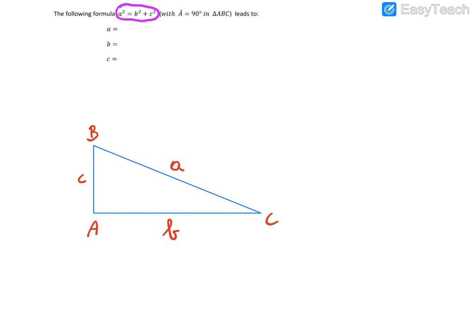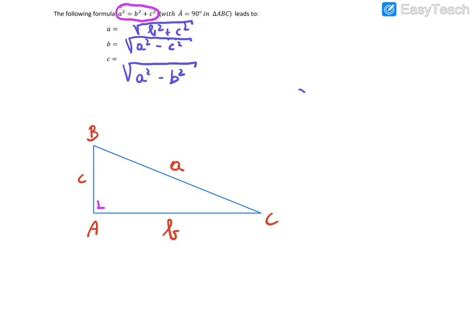Well, this indicates that in a right-angled triangle, we are able to calculate a missing side if we have either the two right-angled sides or a right-angled side and the hypotenuse. So, because of the square, we are going to say that a is the square root of b squared plus c squared. You can also say that b is the square root of a squared minus c squared. Or you could say that c is the square root of a squared minus b squared.